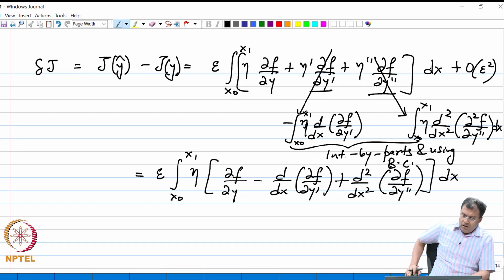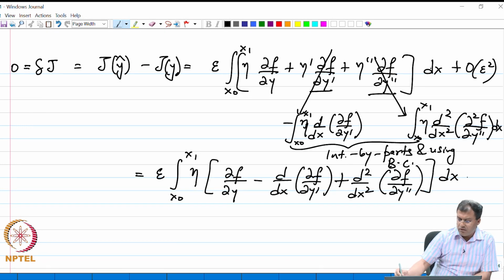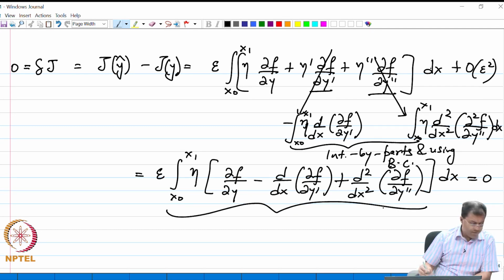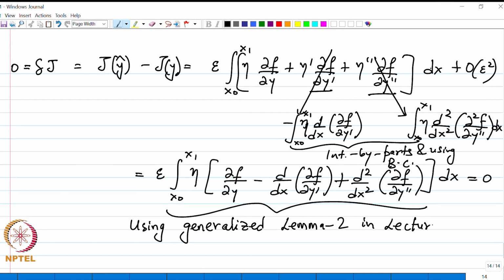Okay. So, we see that the extremal, again we use a similar variation of lemma 2 that we showed in our lecture 2 to come to the fact that, well, we must have that the extremal is 0 provided this variation is 0, which means that this variation must be 0 for epsilon sufficiently small, and from here, using the generalized lemma 2 discussed in our lecture number 2, we arrive at the fact that this quantity inside the bracket will be 0, right.